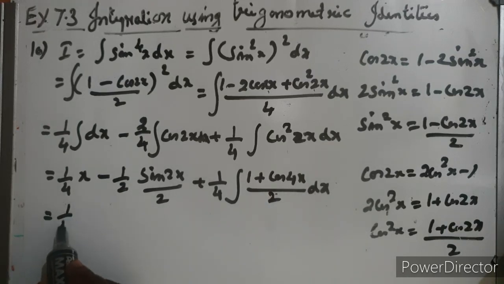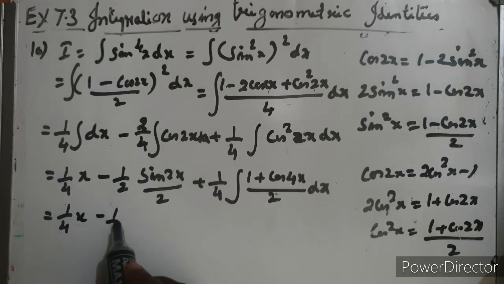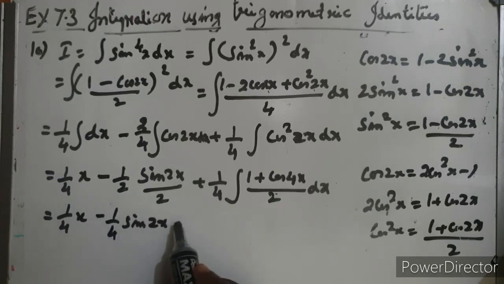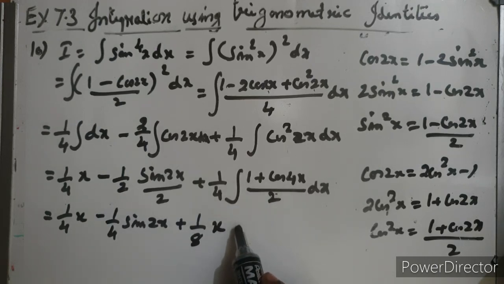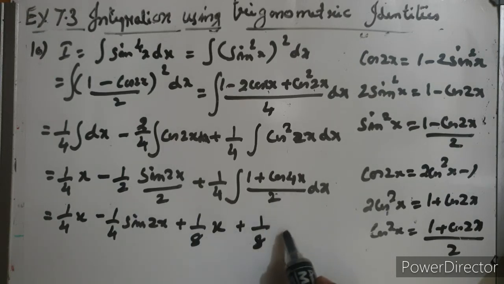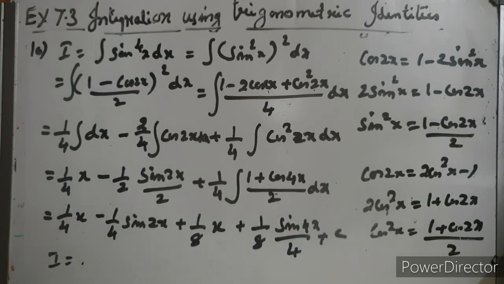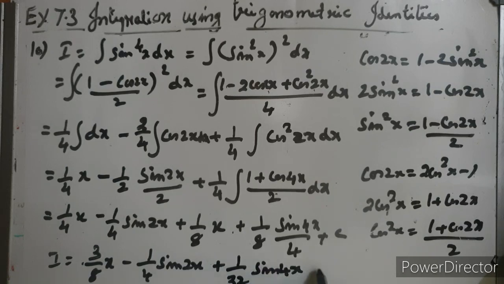So which is equal to 1 by 4 x minus 1 by 4 sin 2x plus 1 by 8 integral of dx is x plus 1 by 8 integral of cos 4x is sin 4x by 4 plus c. I equal to, adding 1 by 4 x plus 1 by 8 x, taking LCM, so 2 plus 1, 3 by 8, 3 by 8 x minus 1 by 4 sin 2x plus 8 into 4, 32, so plus 1 by 32 sin 4x plus c.